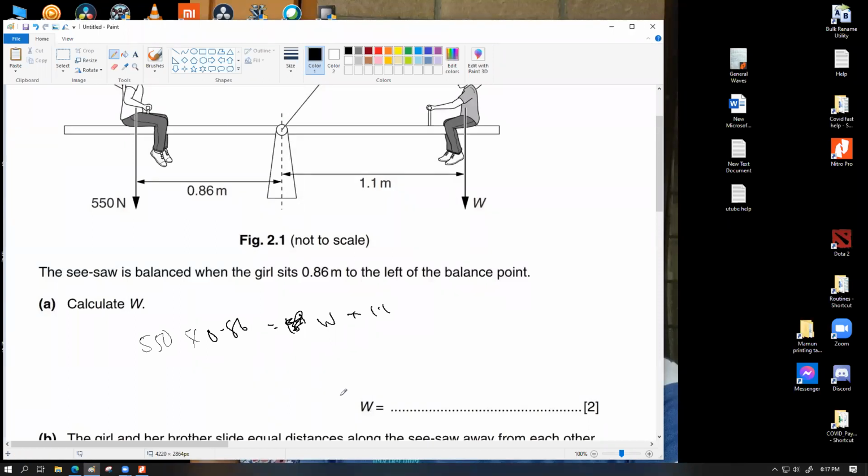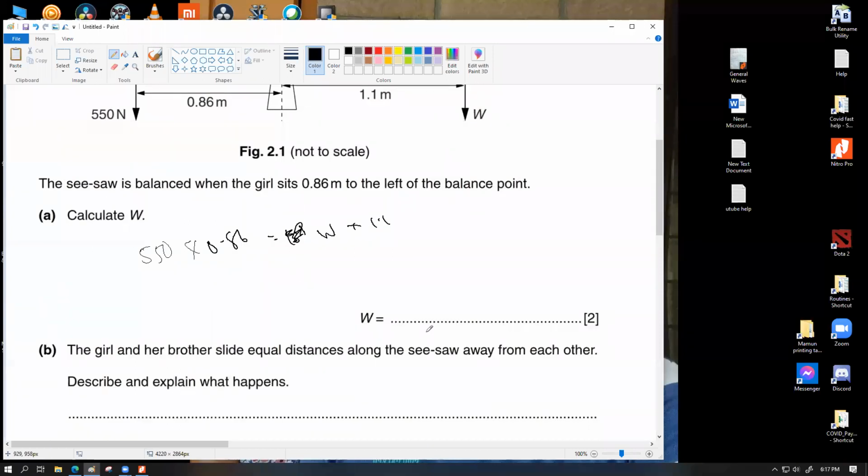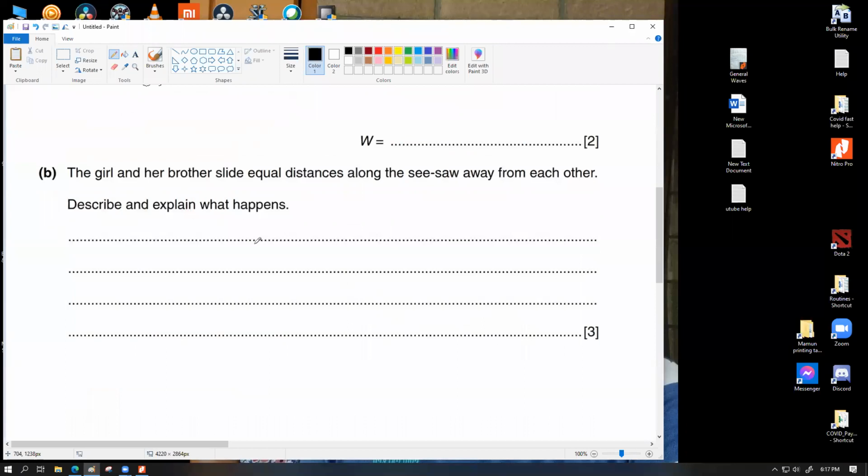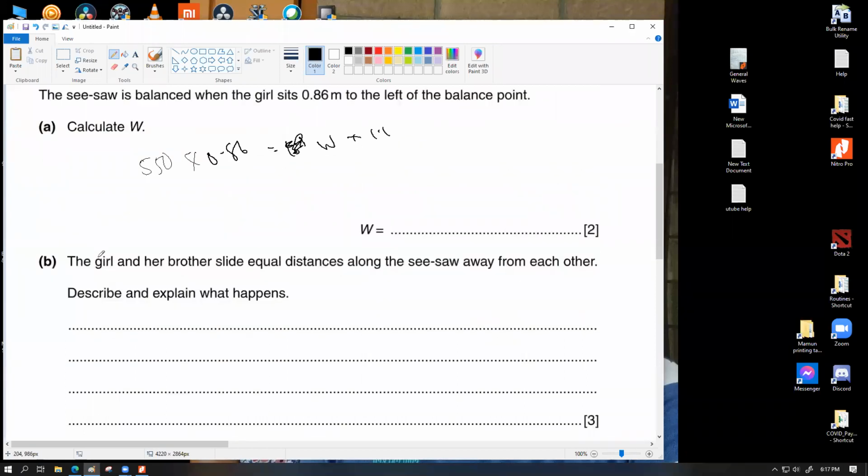Then the question says the girl and her brother slide equal distances along the seesaw away from each other. Describe and explain what happens. This is the interesting question that I'm very intrigued about. Have a look. Try to understand the statement. The girl and her brother slide equal distances along the seesaw away from each other. Try to understand what this means.